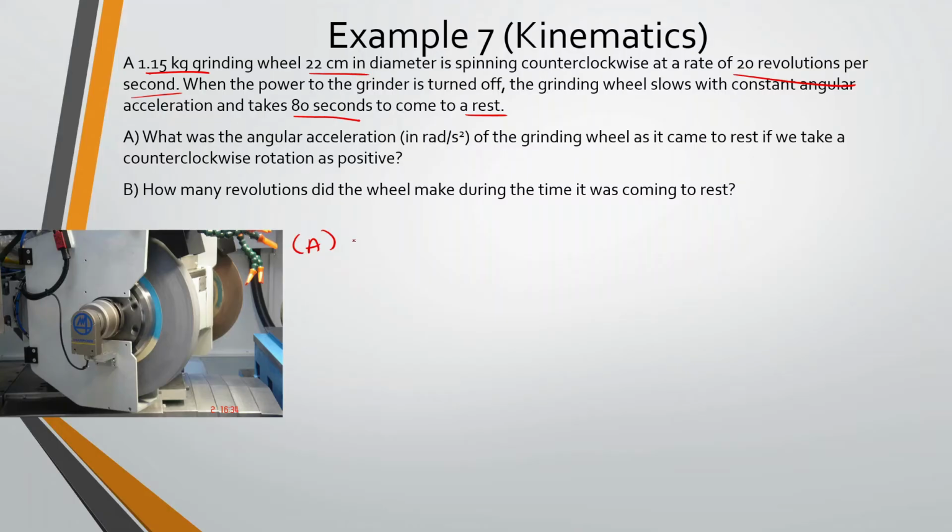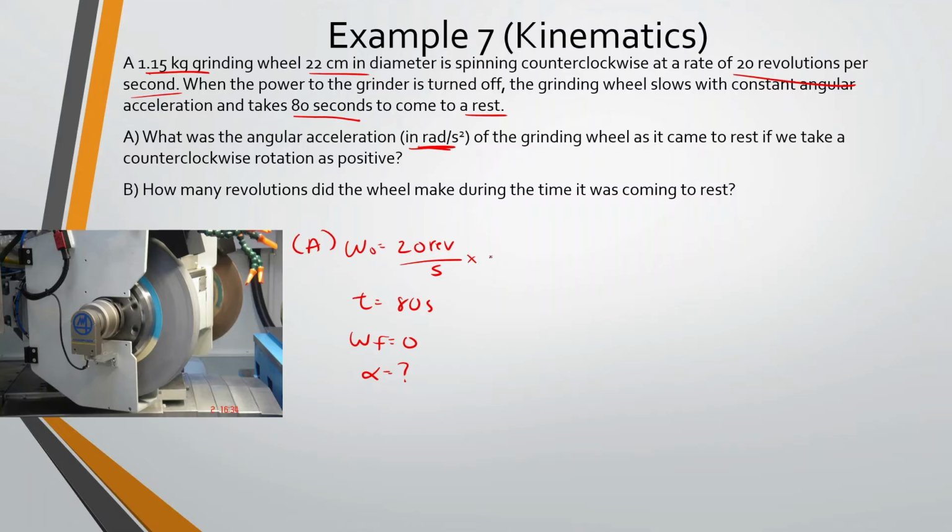We know omega initial is equal to 20 revolutions per second. We also know that it took 80 seconds to come to rest, and we know the final angular velocity is 0. What we're looking for is angular acceleration alpha. Okay, so this one's a little bit tricky. We could find the answer in revolutions per second squared, but it's asking for the answer in radians per second squared. So that means we should change this to radians per second.